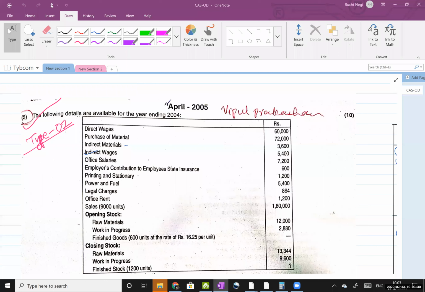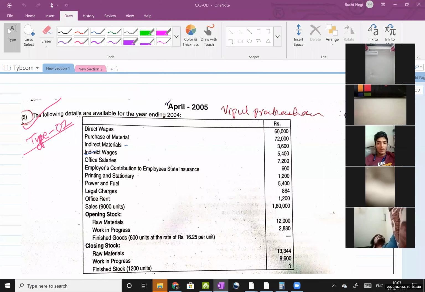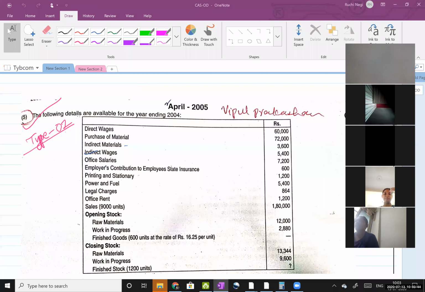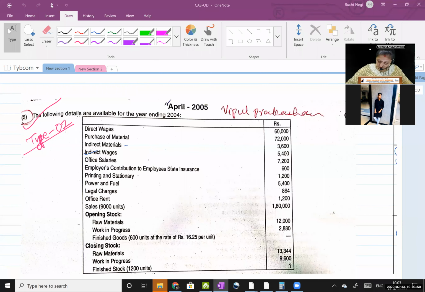So look onto the screen. It is the April 2005 question, and I've written there that it is type 2. So how will you identify that it is a type 2 sum? With the help of this.